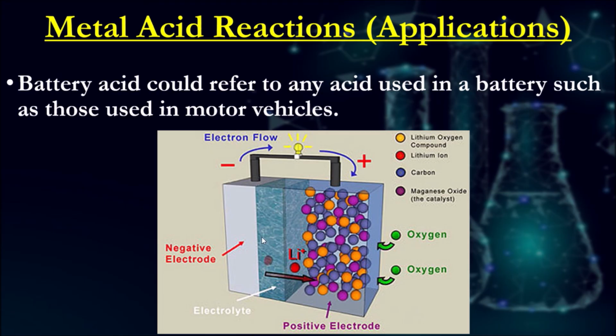An application of acid metal reactions is actually through portable batteries. The lithium ion batteries use the acid as a way to allow these ions to move along the cell, and this helps conduct electricity. So that's the application we can use there.